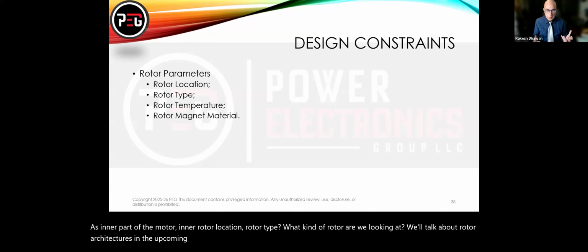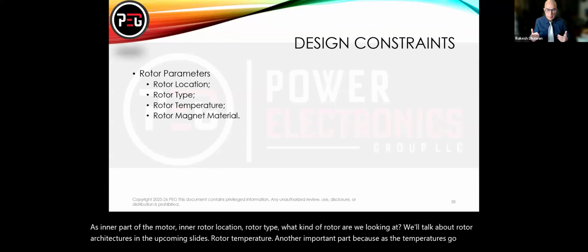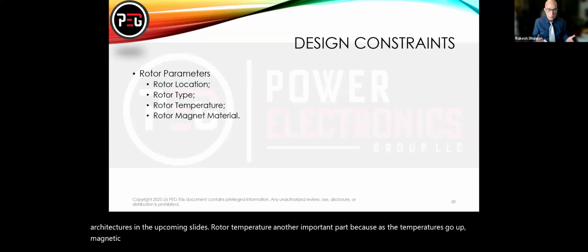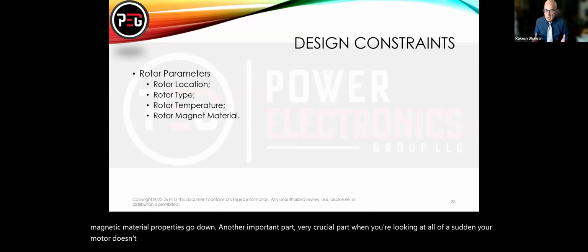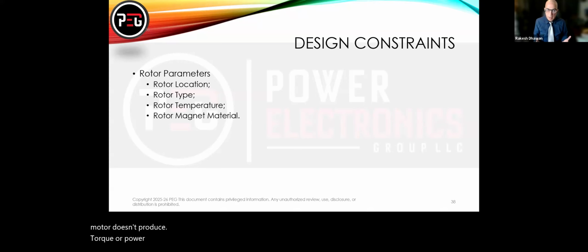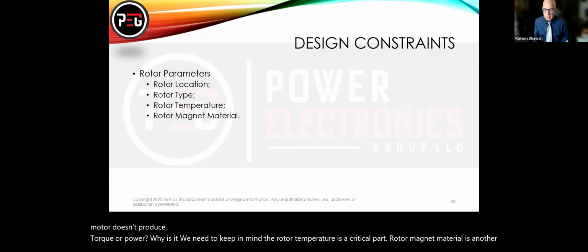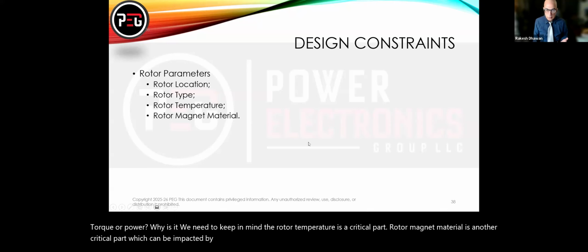Rotor temperature is another important part, because as the temperatures go up, magnetic material properties go down. Another very crucial part: when all of a sudden your motor doesn't produce torque or power, why is it? We need to keep in mind the rotor temperature is a critical part. Rotor magnet material is another critical part which can be impacted by the temperature of the rotor.